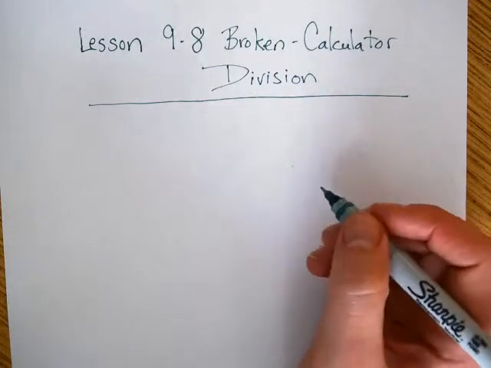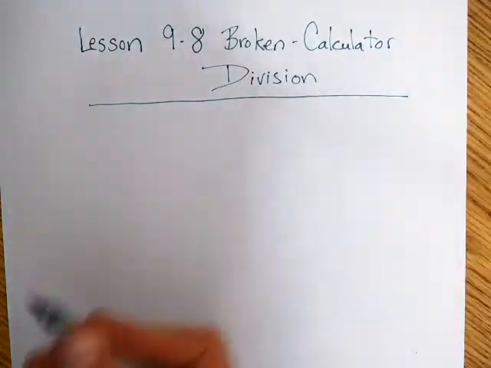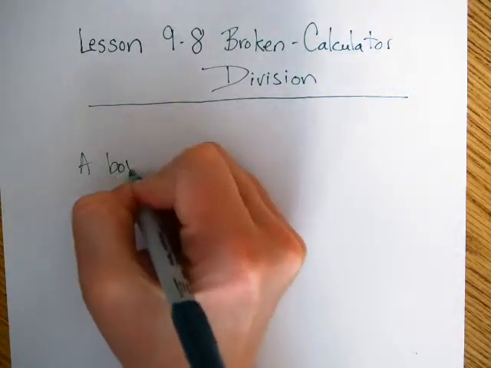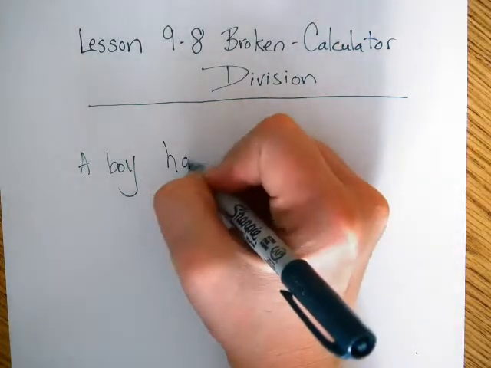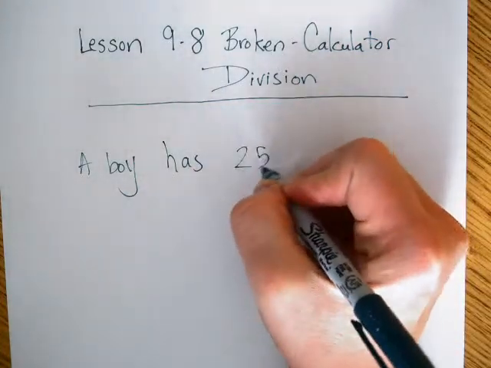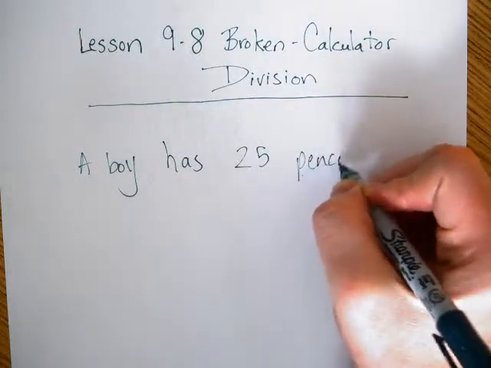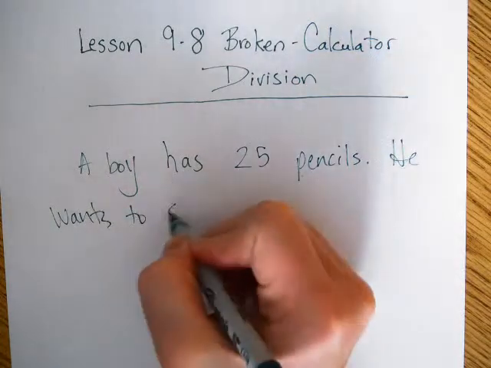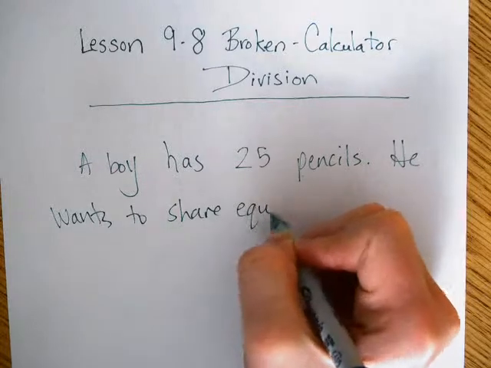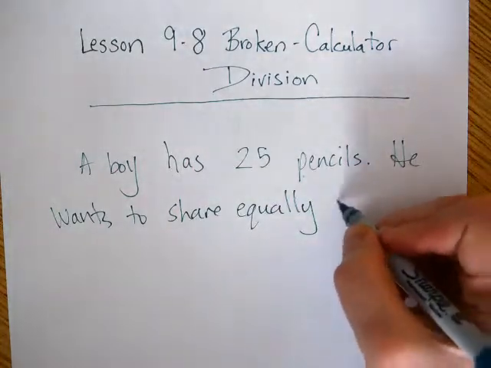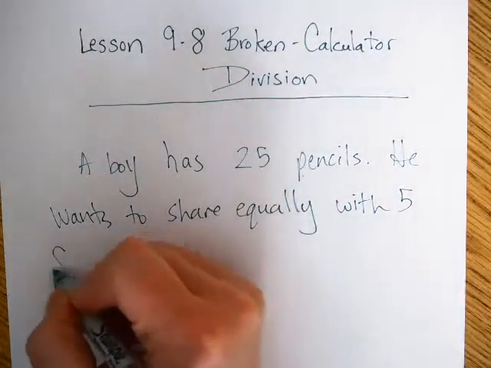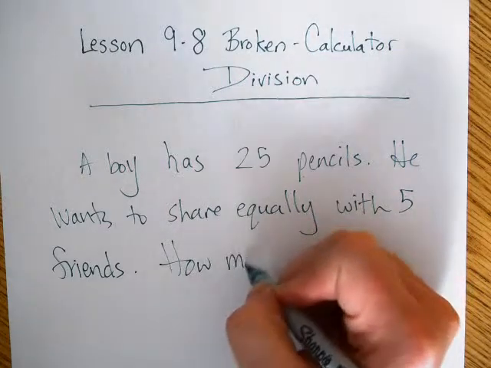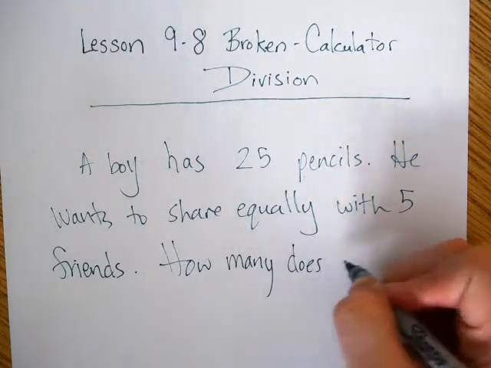Essentially what kids are doing with this lesson is they're experimenting with division. So they might get a word problem like a boy has, I don't know, 25 pencils, and he wants to share equally with 5 friends. And then the question might be, how many does each friend get? So something like that.